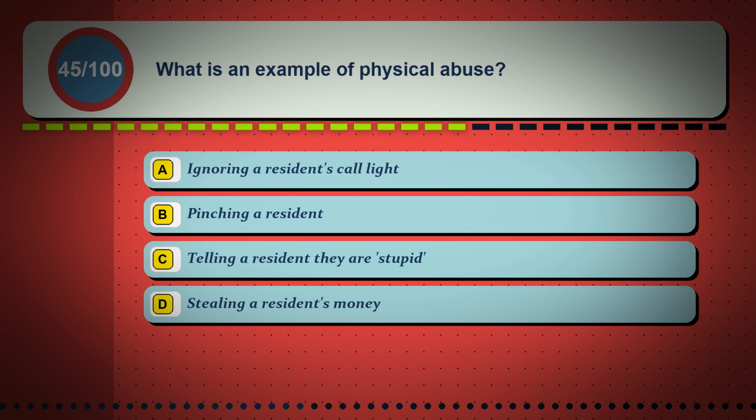Question 45. What is an example of physical abuse? Option A, ignoring a resident's call light. Option B, pinching a resident. Option C, telling a resident they are stupid. Option D, stealing a resident's money.